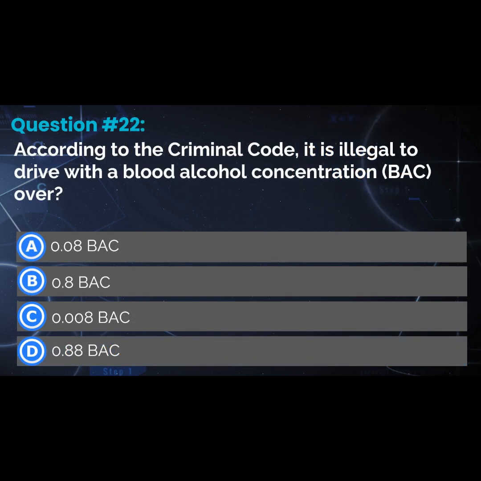Question 22. According to the criminal code, it is illegal to drive with a blood alcohol concentration, BAC, over A. 0.08 BAC, B. 0.8 BAC, C. 0.008 BAC, D. 0.88 BAC.